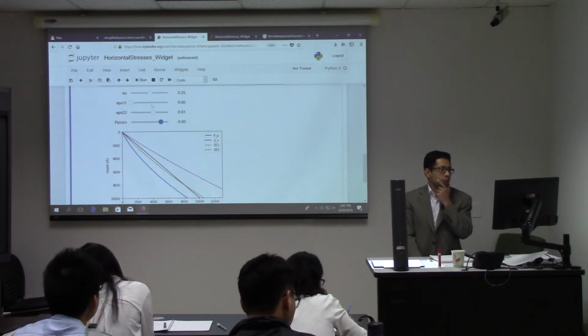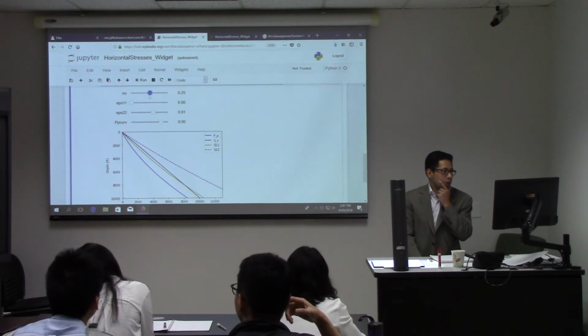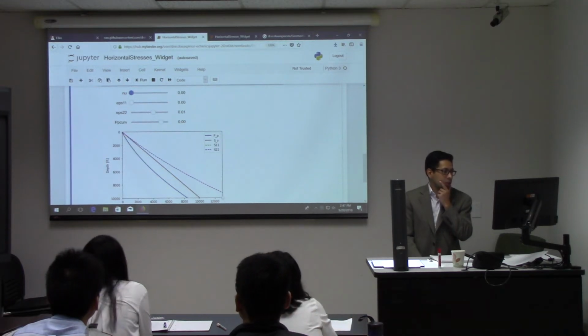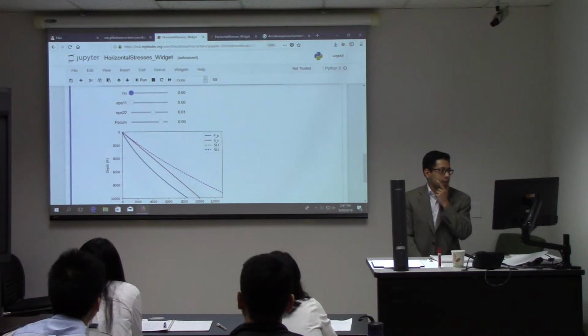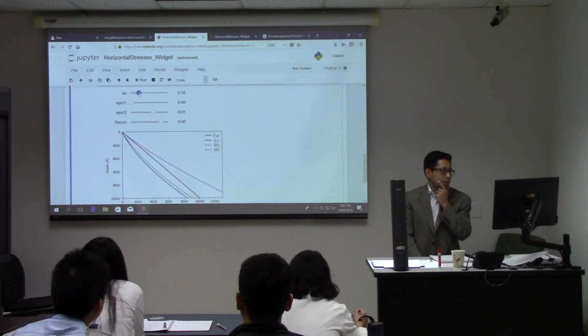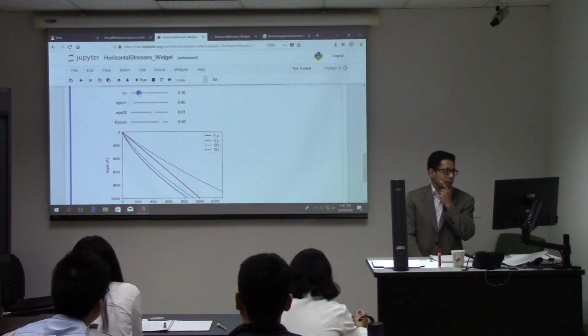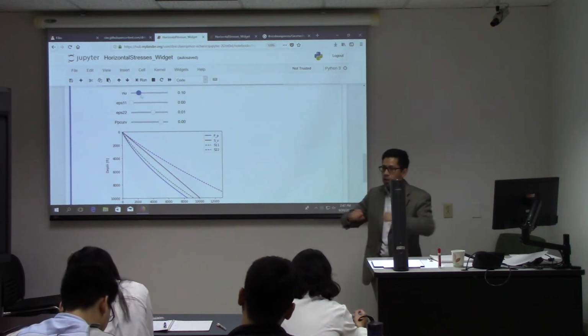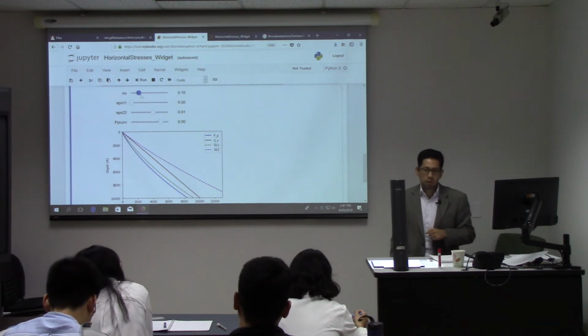Oh, we didn't change Poisson ratio, right? So look, with Poisson ratio equal to 0, I have no S11. It's the same as the pore pressure. So in order to have a lateral stress, I need some Poisson ratio. And the bigger the Poisson ratio, the bigger the stress in the horizontal direction is going to be.